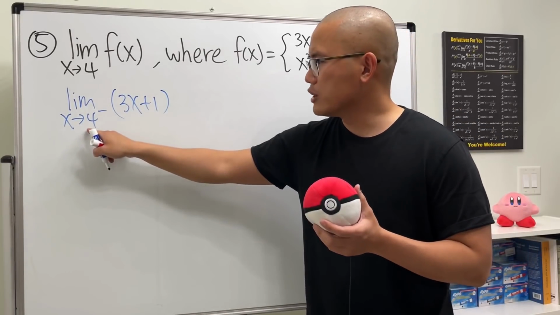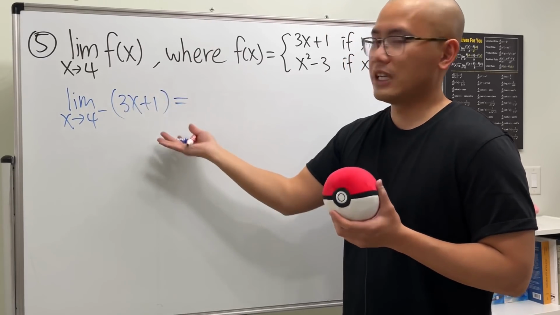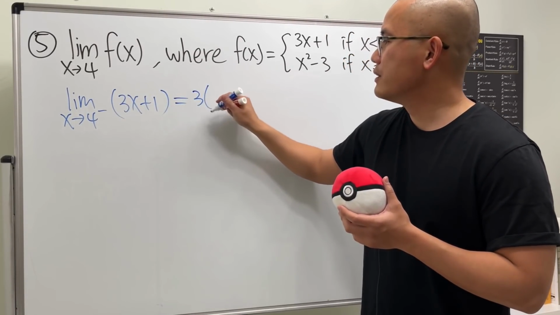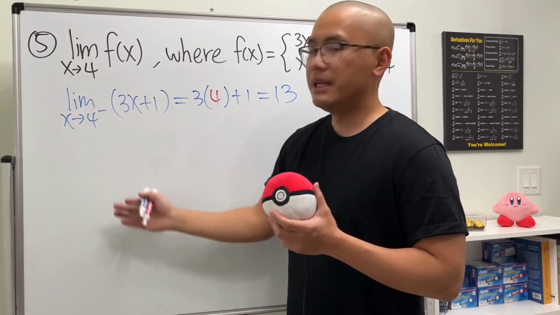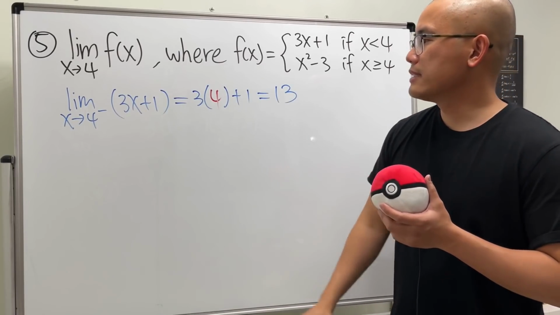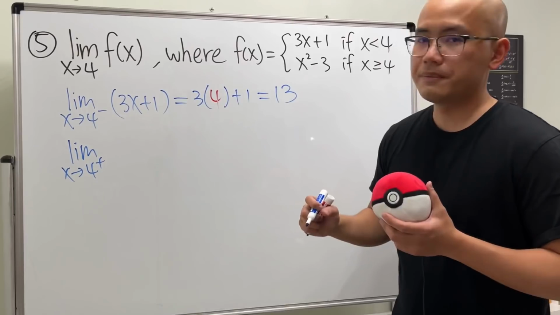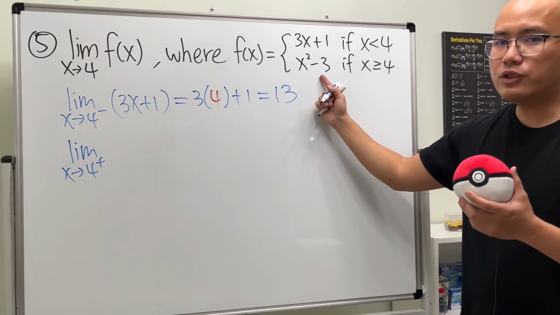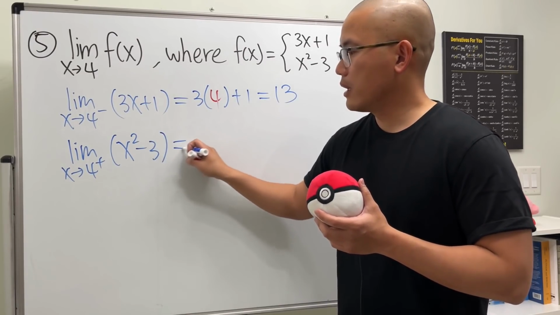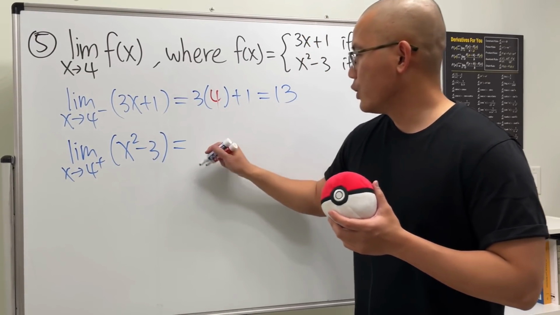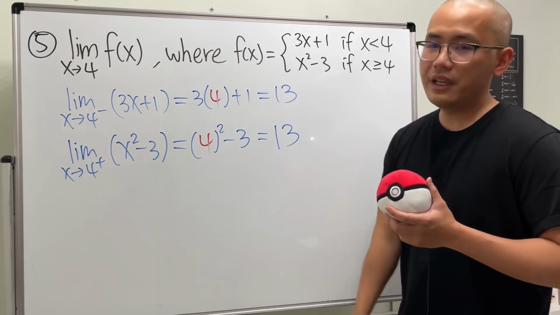So to do this, go ahead and just plug in 4 in here. You don't have to worry about the 4 minus, just plug in 4 in here. Because this right here works out very nicely. You see, we get 3 times 4 plus 1, which is just equal to 13. So the left limit is 13. And then let's go ahead and work out the limit if we approach it from the positive direction or from the right direction. In that case, we take this to be our function. So we have the x to the second power minus 3. So plugging 4 into here, we get 4 squared minus 3, and guess what? This is also equal to 13.